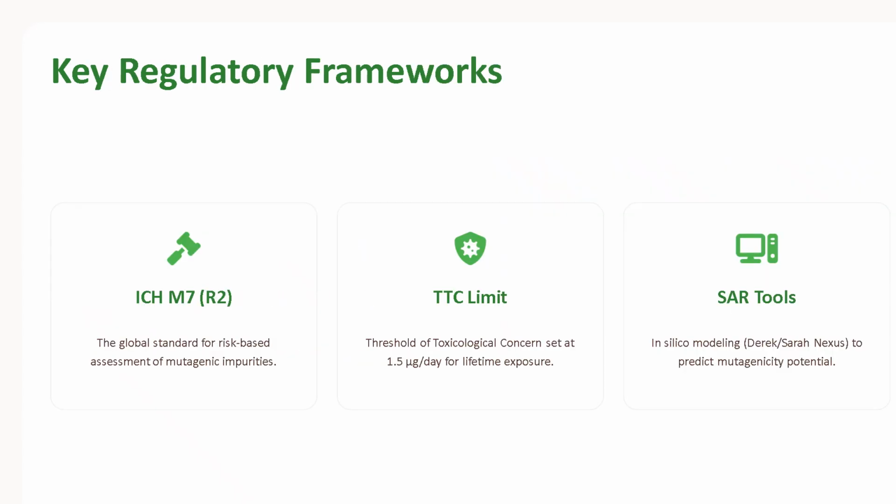To manage these risks, global regulatory agencies have established strict guidelines. The most important framework is ICH M7, which provides a scientific approach for assessing and controlling mutagenic impurities in pharmaceuticals. A key concept introduced in this guideline is the threshold of toxicological concern, or TTC. This sets a general exposure limit of 1.5 micrograms per day for lifetime exposure.